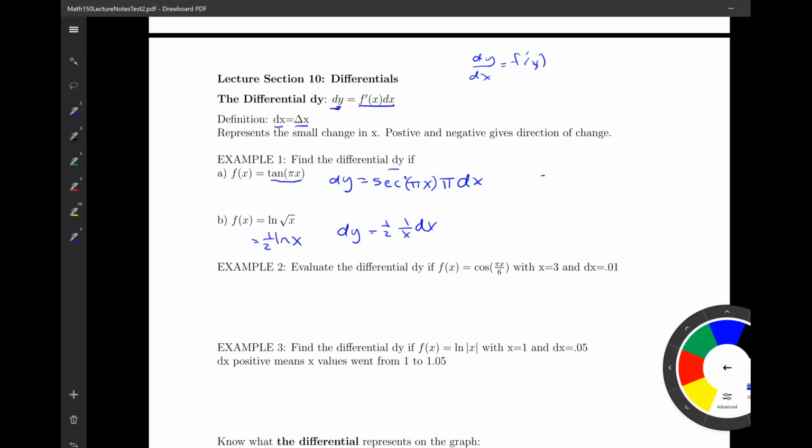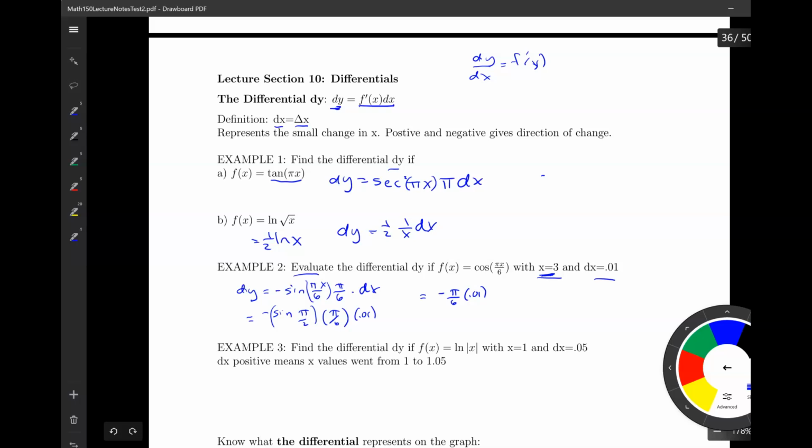All right, so now let's evaluate the differential dy if I give you some numbers. Let's find dy first. So negative sine of pi x over 6 times the derivative of this angle, which would be pi over 6, times dx. I get to put in 0.01 for dx. I'm substituting in 3, so I have 3 pi over 6, which gives me pi over 2, and this pi over 6 is carrying along. I know that sine of pi over 2 is 1, so dy is equal to negative pi over 6 times 0.01.